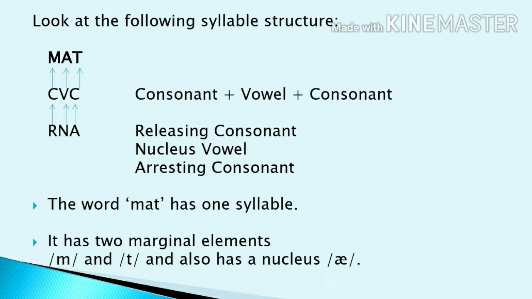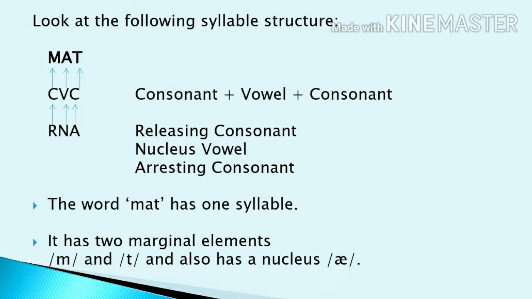M is a consonant sound. A is a vowel sound. And T is again a consonant sound. So when we talk about the structure of this particular small word, you have a CVC structure. The first C stands for releasing consonant. The central one, that is V, is the vowel, and C is again a consonant, that is the arresting consonant. So here, when you define it, first of all, you should write down the spelling of the word, M-A-T.